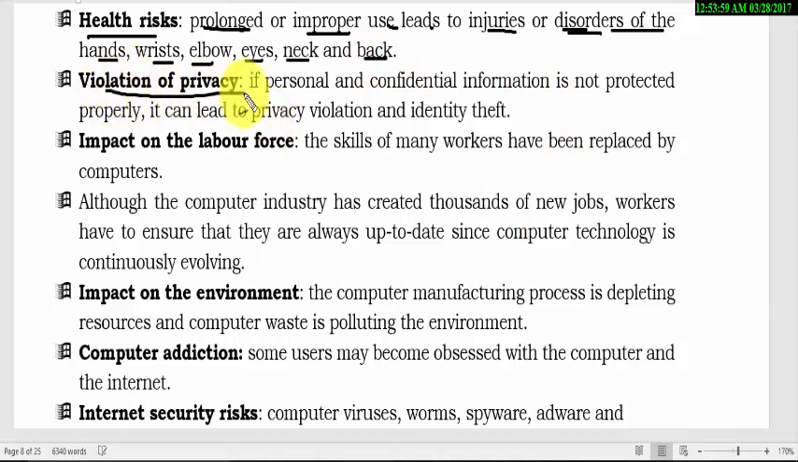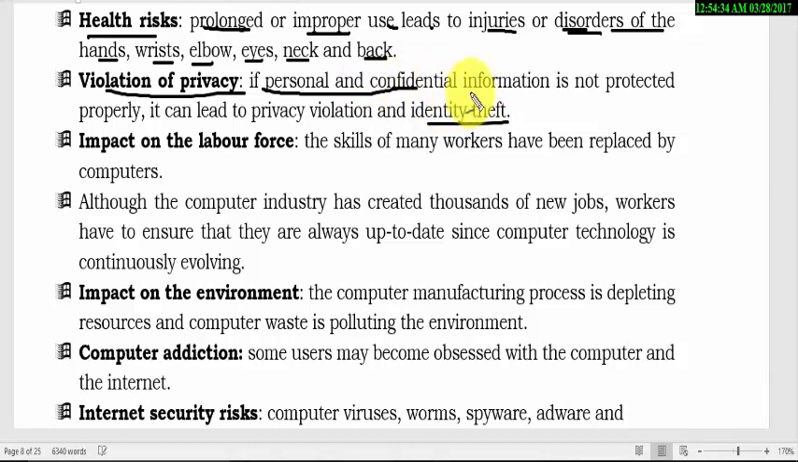Then violation of privacy. If personal and confidential information is not protected properly, it can lead to privacy violation and identity theft. What we are saying is that some people like seeing what other people do on the computer. Let's say I've kept data on my computer, and you come and start checking for things which I've kept. That's what we call violation of privacy.